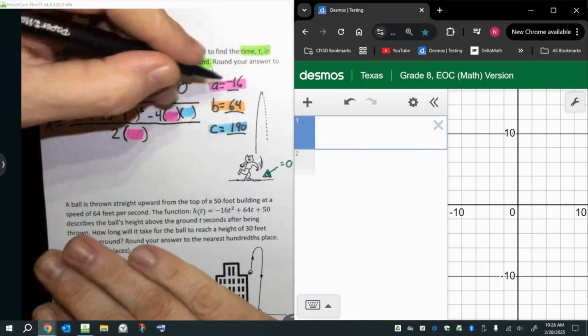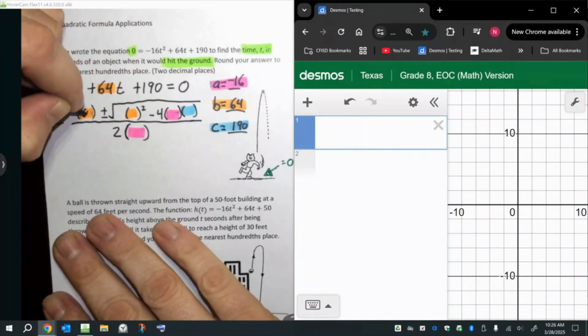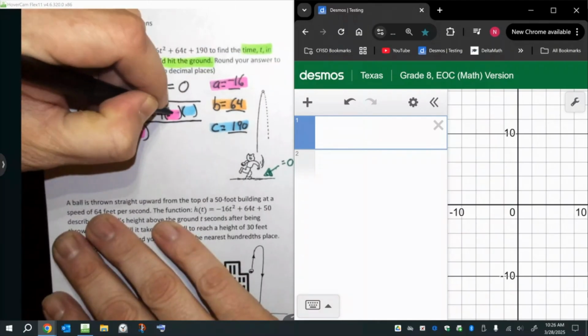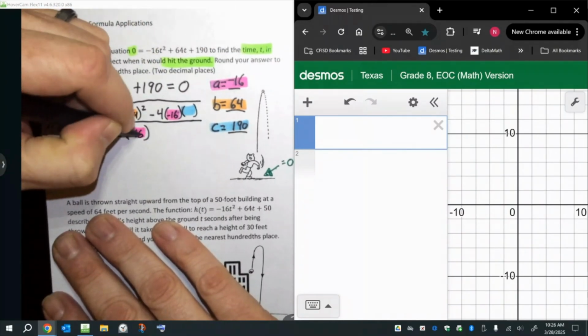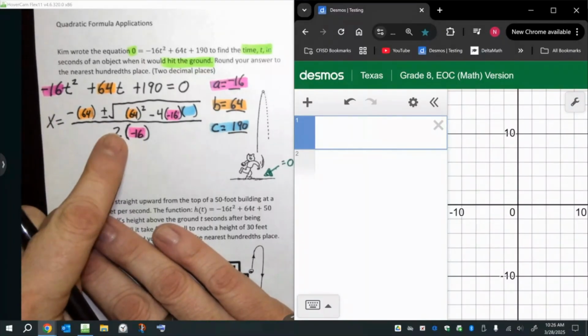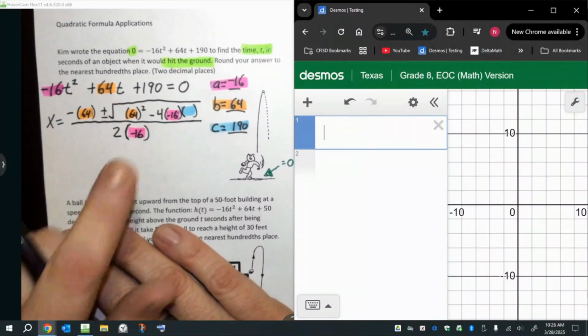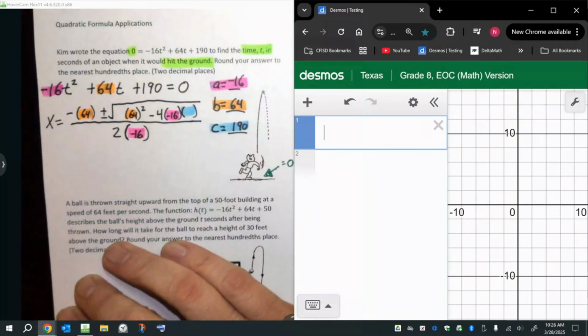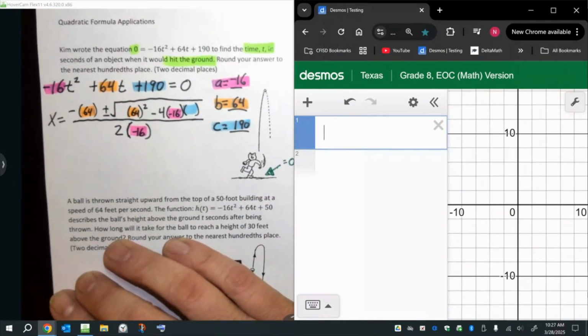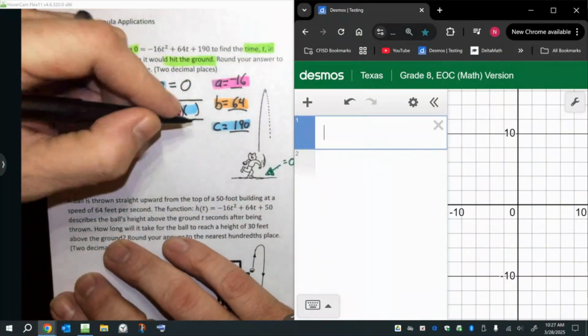So here we go. We have 64, 64. We have negative 16, negative 16. I put exactly what I have here, nothing more, nothing less. I don't care what's on the outside of these things. And then I put my weirdo, 190, all by himself, all by his lonesome.